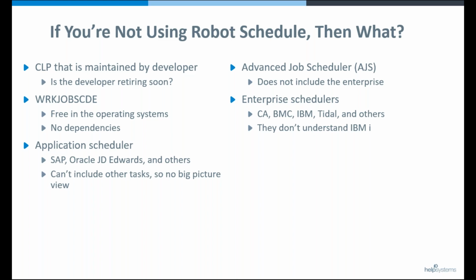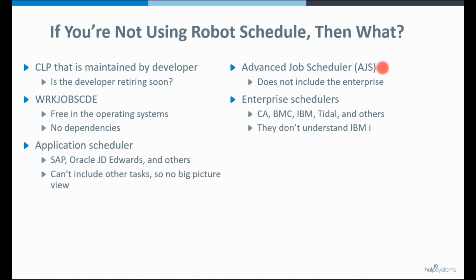Anyways, rest is history. Then work job schedule entry. As you know, this is a free scheduler built into IBM I, but it has limited capabilities. It's more of a date and time oriented scheduling, no dependencies, no GUI, just lacks a lot of functionality that you need when it comes to real business automation. And then application schedulers. We certainly run into SAP, Oracle, JD Edwards, and others. The biggest issue I see with those is that most of those schedules are very similar to work job schedule entry, and they often don't allow you to integrate your other processes that you need into your scheduling, like backups and history purges and things like that we do.